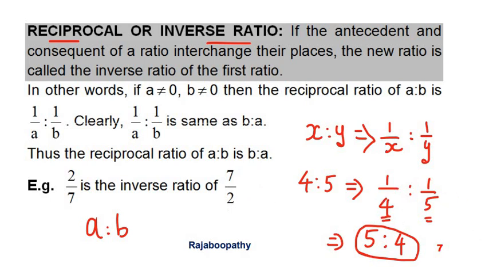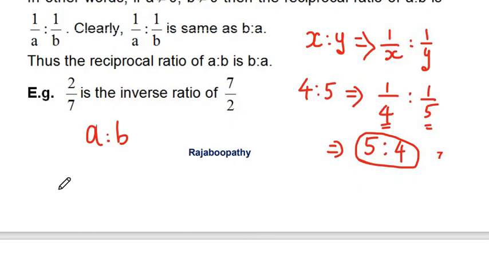Now tell me, what is the inverse ratio or reciprocal ratio of A:B:C? 2:3:5. Tell me the reciprocal ratio of this. Comment பண்ணுங்க, chat box. What is the reciprocal or inverse ratio of 2:3:5? Calculator, tell me. Yes. All of you can answer correctly.